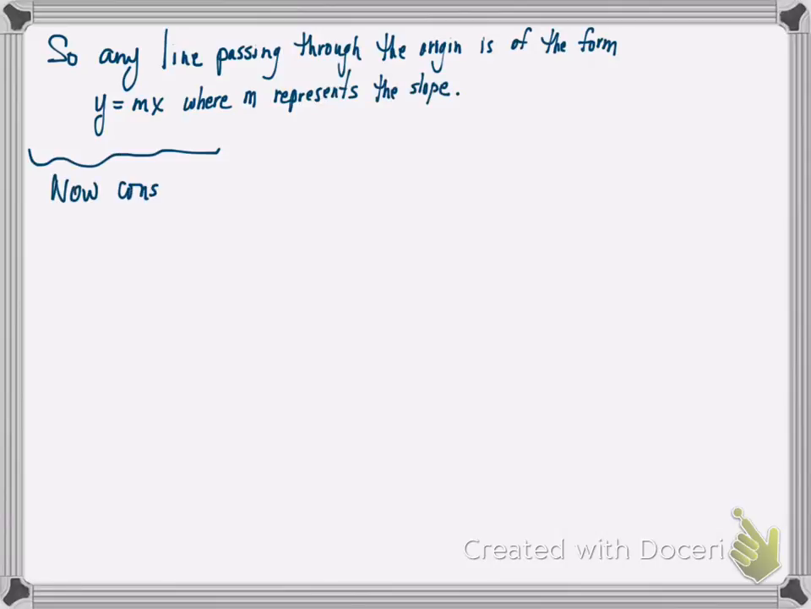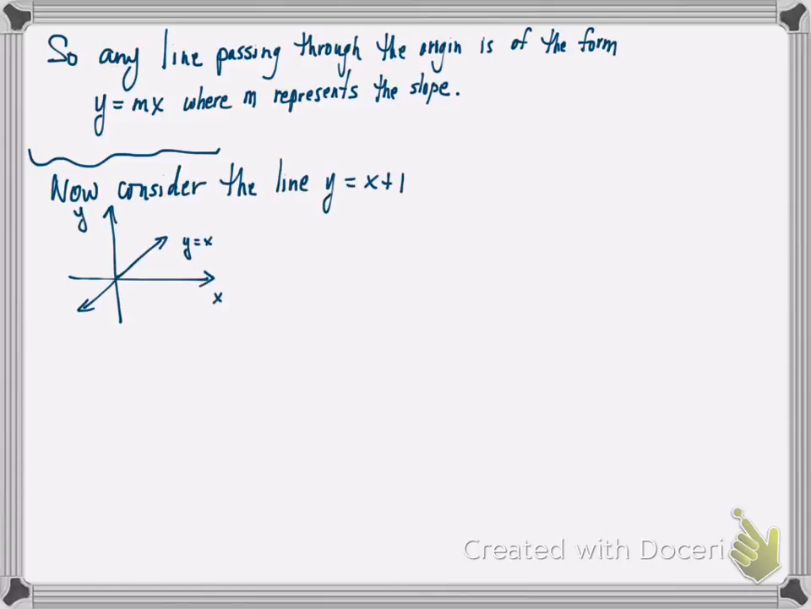Excellent. Now what happens if we shift the line up or down? So let's consider the line y equals x plus 1. We're going to start first with the line y equals x. Now y equals x plus 1 just shifts that line up by 1 unit. It has the same slope, which is 1, but this time it crosses the y-axis at y equals 1.